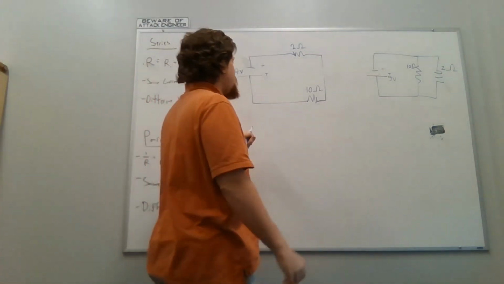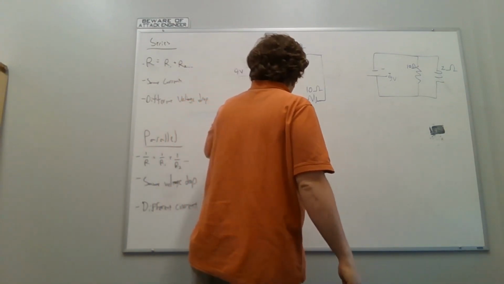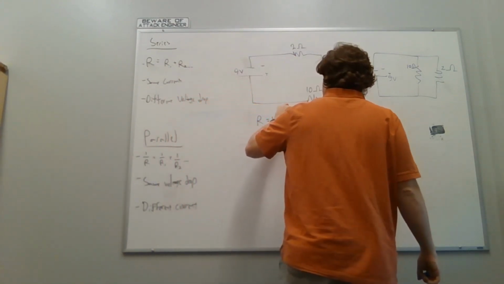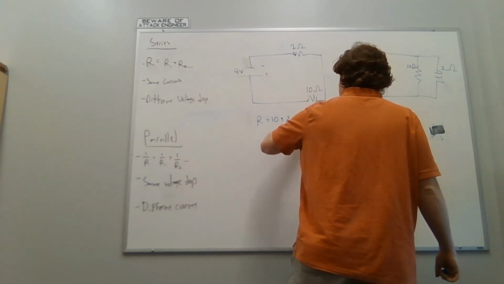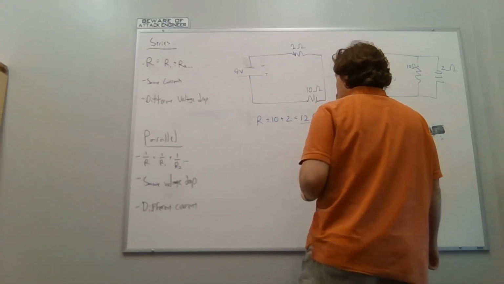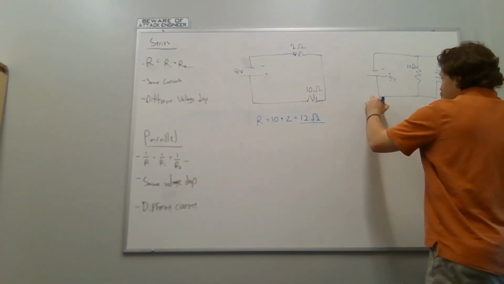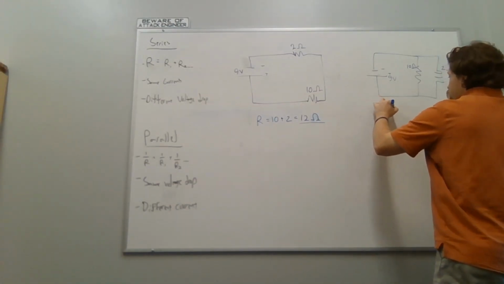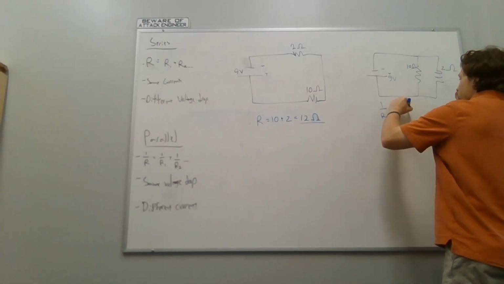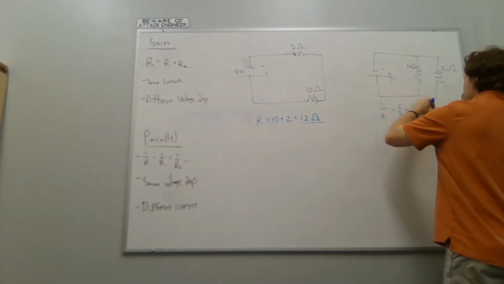So, total resistance in a series circuit, you simply add everything together. So 10 plus 2 gives you a total resistance of 12 ohms. In series, resistance always goes up. Parallel takes a little bit longer. So 1 over R equals 1 over 2 plus 1 over 10.